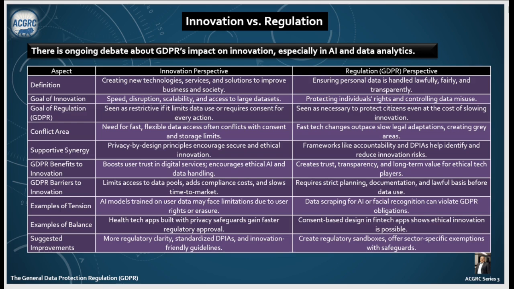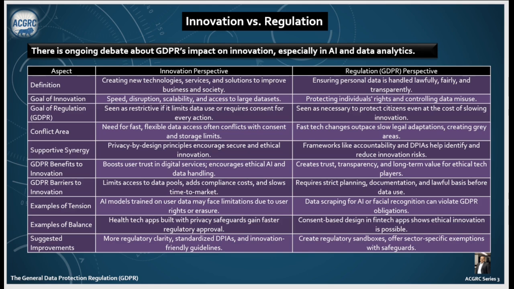The conflict area: innovation needs to be faster and flexible. Data access often conflicts with consent and storage limitation. But from a GDPR perspective, fast tech changes outpace slow legal adoption, creating gray areas. So innovation looks at GDPR and says you are slow in framing new laws and regulations which can help innovation. But both are running their race and need to catch up with each other in some area or other. In many areas GDPR is ahead, in many areas innovation is taking the lead. There will be a time when both run their course and complete the finishing line together.